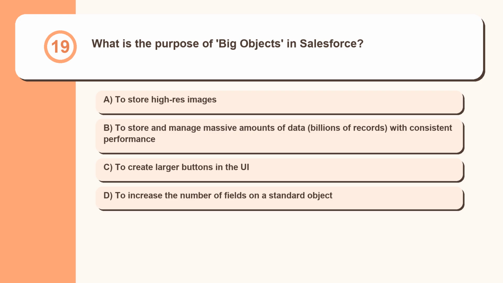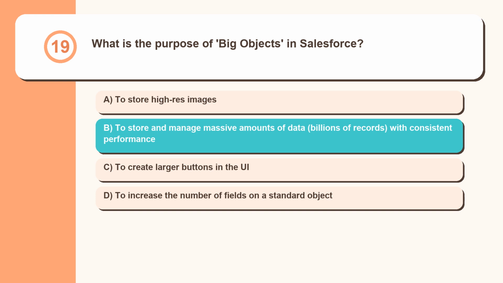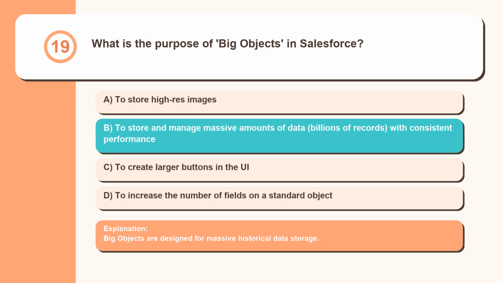Question 19. What is the purpose of big objects in Salesforce? To store high-res images. To store and manage massive amounts of data, billions of records, with consistent performance. To create larger buttons in the UI. To increase the number of fields on a standard object. Big objects are designed for massive historical data storage.